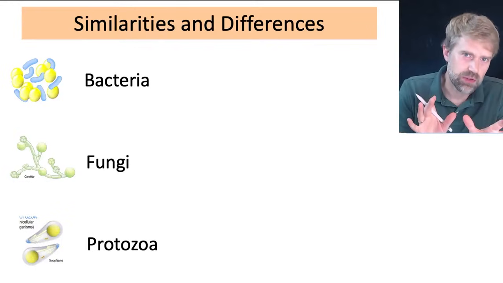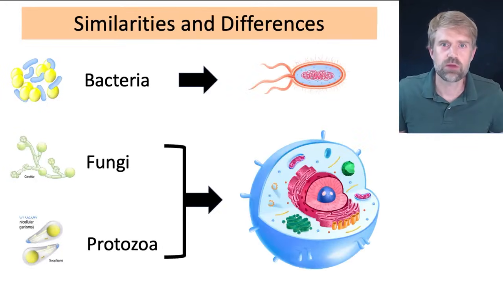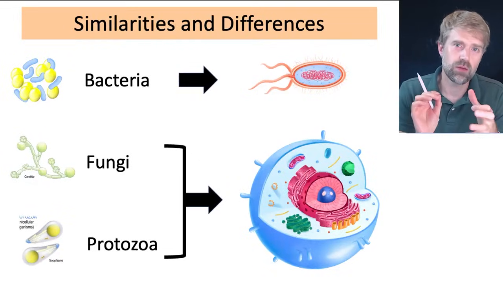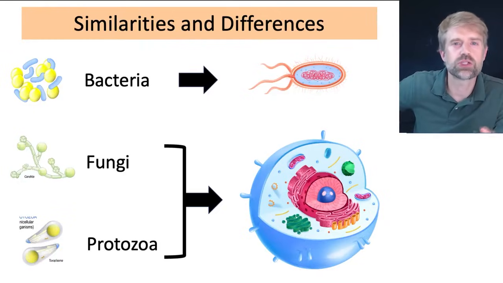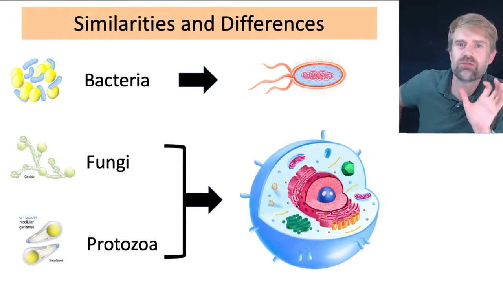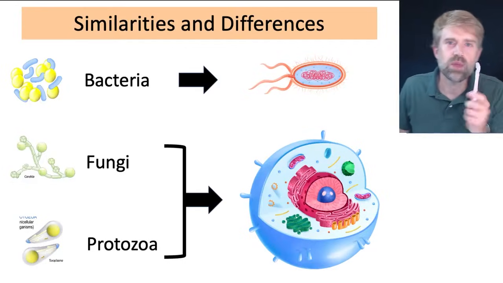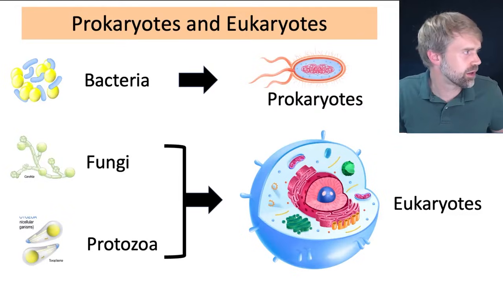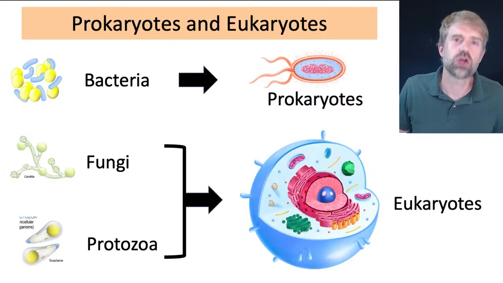bacteria, fungi, and protozoa are all made of cells, but there are some important differences. If we looked at these cells under the microscope, we would see that the cells that make up bacteria are pretty small compared to the fungi and protozoa cells. And we would also see that they are much simpler. Bacteria have very simple cells. Fungi and protozoa have more complex, bigger cells. We can give these different names. The simple cells from the bacteria are called prokaryotes. And the cells of fungi and protozoa, we call eukaryotes.